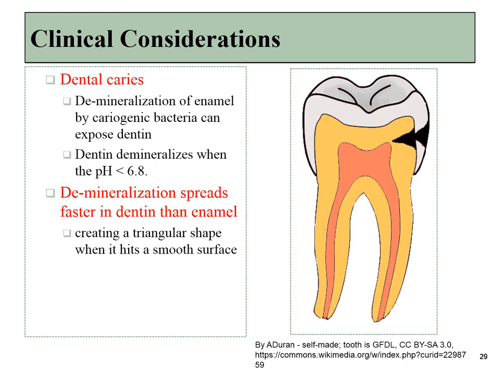That erosion often forms a triangular shape, but as soon as the triangular erosion in the enamel hits the dentin, a second triangular erosional pattern will emerge, because that dentin erodes more quickly, and so it overtakes the loss of the enamel.